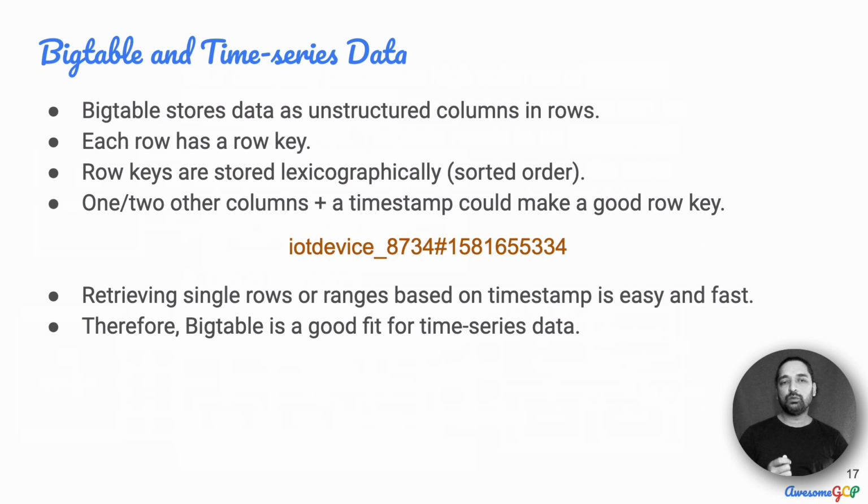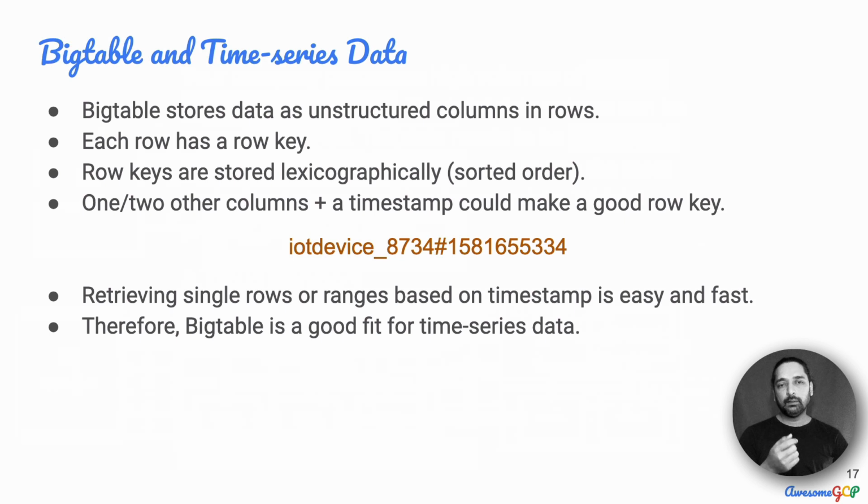Now, Bigtable stores data in columns, right? So each column is columnar storage, and these columns are managed internally such that you can pick out rows also. Each row has a row key, and the row keys themselves are stored lexicographically, or essentially they're sorted. So if it's just alphabetic data, then it will be alphabetically sorted. When it's got a mix of data, it is going to be sorted in one specific order.